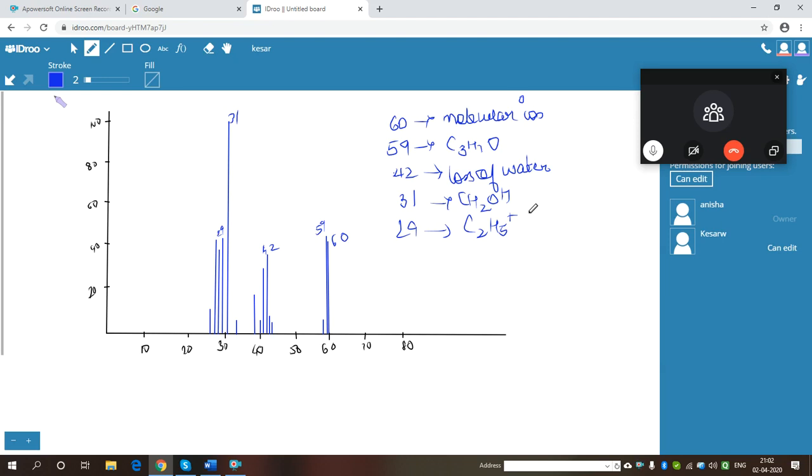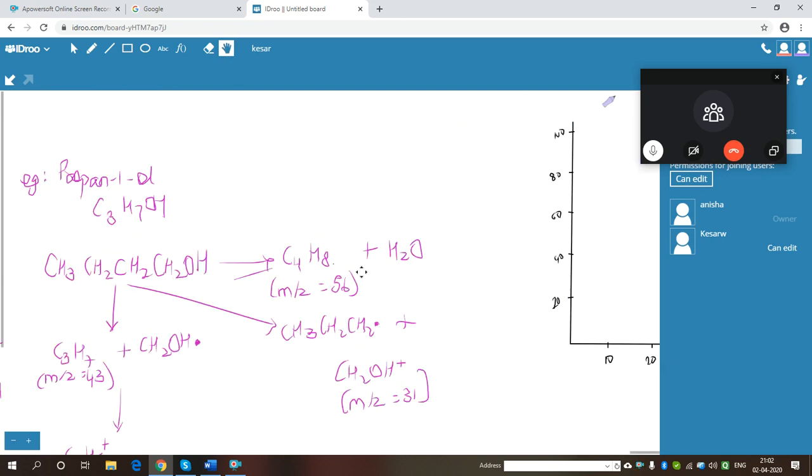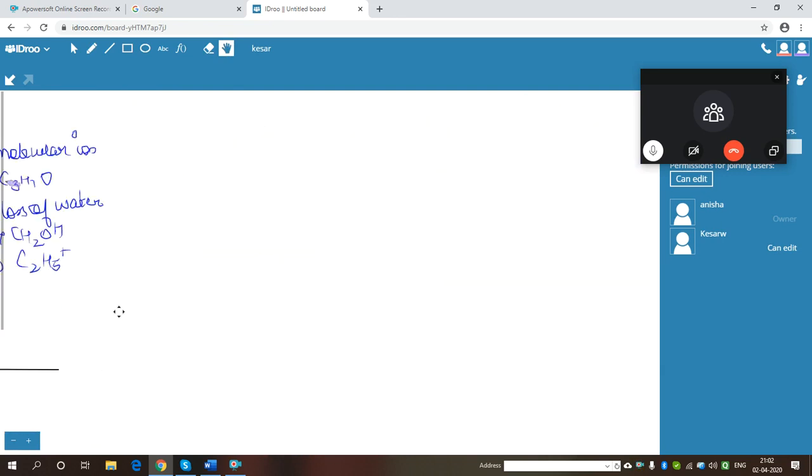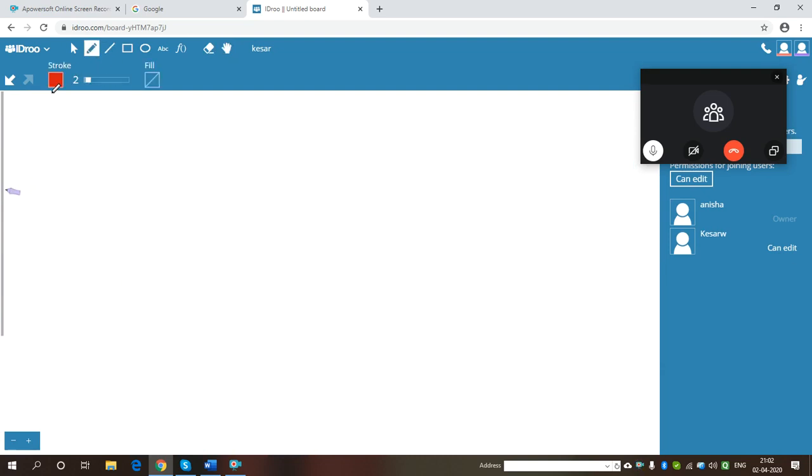You're done? Yeah. So this is mass spectrometry for this organic chemistry part. Because earlier we have seen alkenes, haloalkanes, alcohols, right? So in relation to that, we have seen different peak levels. Now what I'm going to tell you is regarding the mass spectrometer, that is the device.